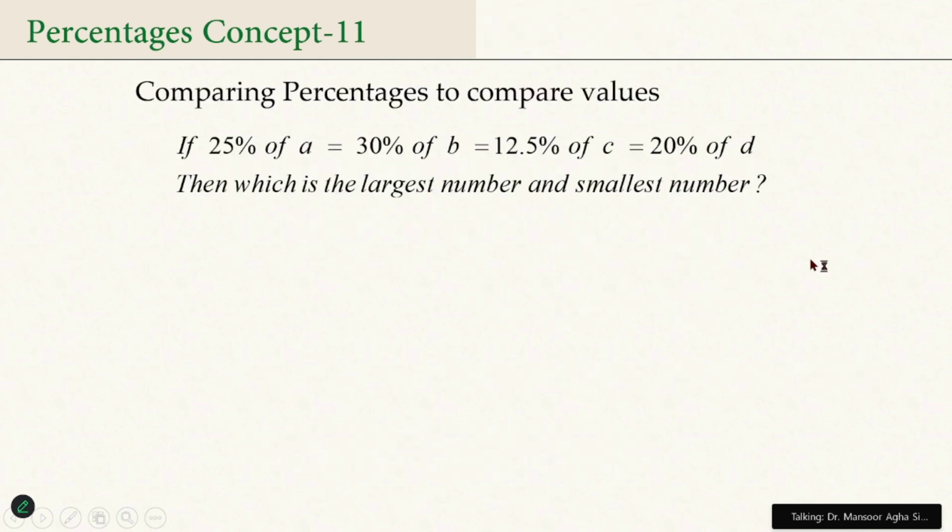Ready? Then there may be a concept of comparing percentages to compare values. Suppose a question says if 25% of A is equal to 30% of B is equal to 12.5% of C, which is equal to 20% of D, and then the question requires you to find out the largest number and the smallest number. Read the question again and then explain it.